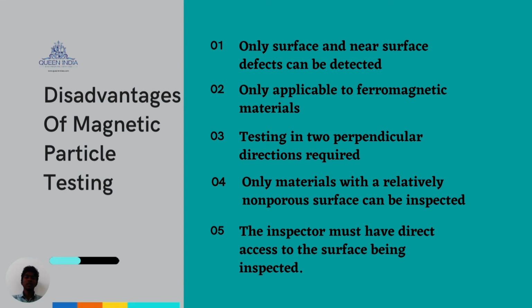Disadvantages of magnetic particle testing. Only surface and near surface defects can be detected. Only applicable to ferromagnetic materials. Testing in two perpendicular directions is required. Only materials with a relatively non-porous surface can be inspected. The inspector must have direct access to the surface being inspected.